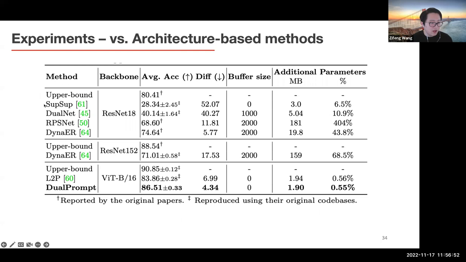For example, all the architecture-based methods add a significant amount of additional parameters. In contrast, our method only adds less than 1% of the total parameters, meaning that we're not trying to learn good representations by adding prompts, but we're trying to learn good instructions contained inside the prompts. So it is a totally different paradigm.